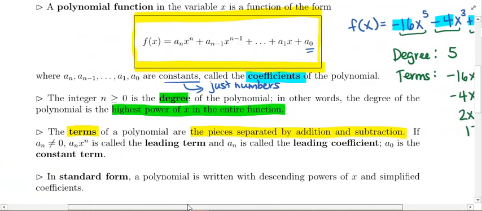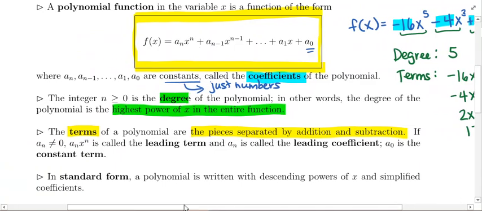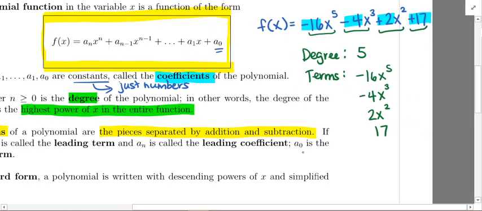Specifically, we can talk about the leading term and the constant term, as well as something called a leading coefficient. Let's read the next sentence here. It says, if an is not equal to 0, it gets all mathy on you again, so don't worry about that. Let me just go ahead and tell you what the leading term is. Leading term is the term with the highest power of x.